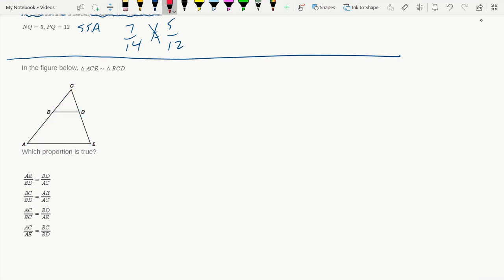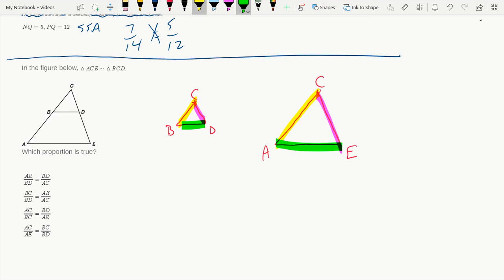So what we're going to do is pull this out, BCD, and we are going to pull this out, which is now ACE, BC, AC. Here we go, guys. This is going to be so much better now. All right, so it's going to be the bottom one. Just let me show you why, okay?